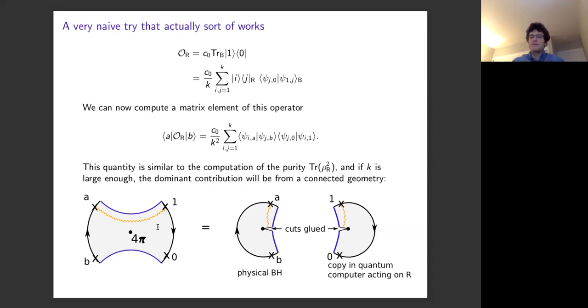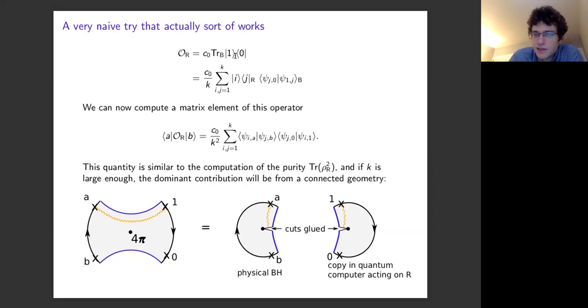And okay, here's where the presentation gets a little dicey. This operator that I wrote here does not work in general. It's too simple. And I'll sketch for you what a better operator is in a second.